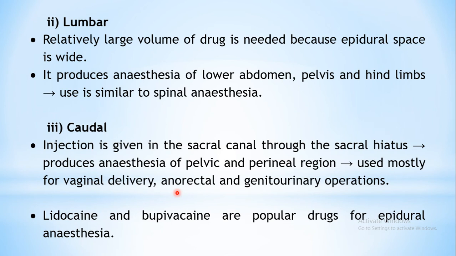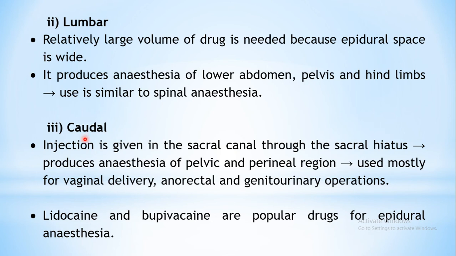The next type is lumbar epidural anesthesia. Lumbar epidural meaning here the injections are given in the epidural space in the lumbar region. Here the space is relatively a little bit larger, so a little larger volume of drug is required. The area anesthetized will be the lower abdomen, pelvic region and the hind limb. So uses will be similar to those of spinal anesthesia. The same procedures can be carried out by lumbar epidural anesthesia.